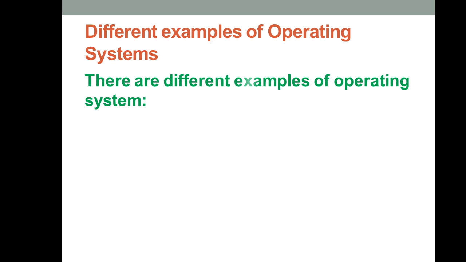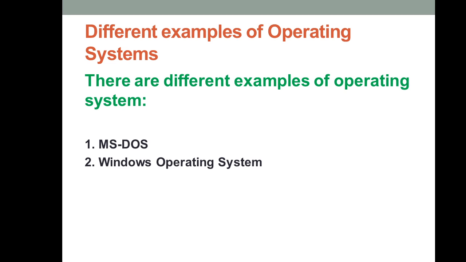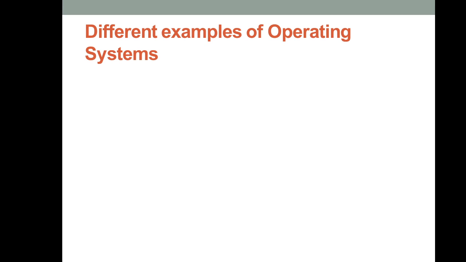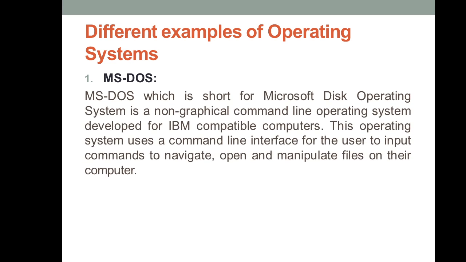Then different examples of operating system. So basically there are different examples of operating system. The first one is MS-DOS, then Windows operating system, Linux operating system, Android mobile operating system, and iOS mobile operating system. Okay, so different types of operating systems are there, and one by one I want to discuss all these types of operating system. These are basically the examples of operating system. So first one is MS-DOS.